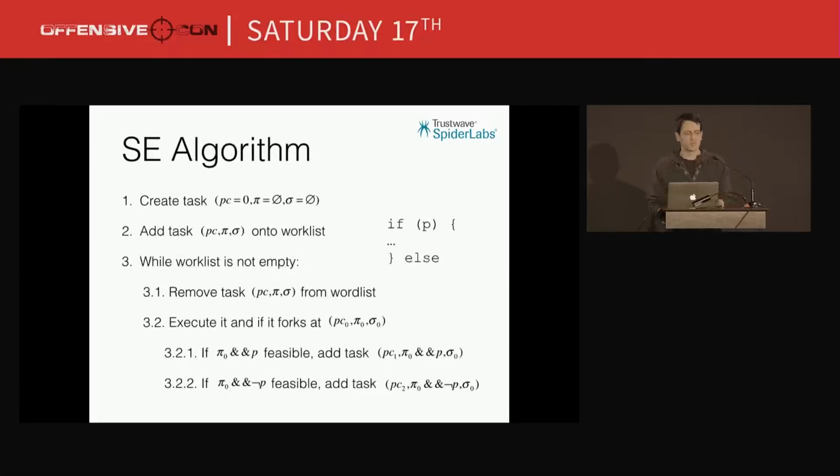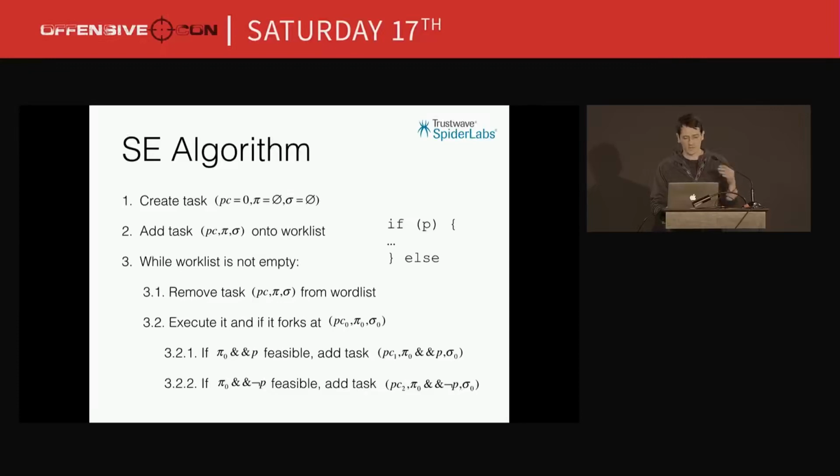So the actual symbolic execution algorithm is quite simple. It's just a for loop. It starts by creating this task. So first the set of path conditions and the set of symbolic variables are just empty, and PC represents the instruction counter. So let's say the first instruction that you take. Then we add this task onto the work list, and the work list, let's just say it's implemented as a stack or a queue. And then we keep checking this work list until it's empty.